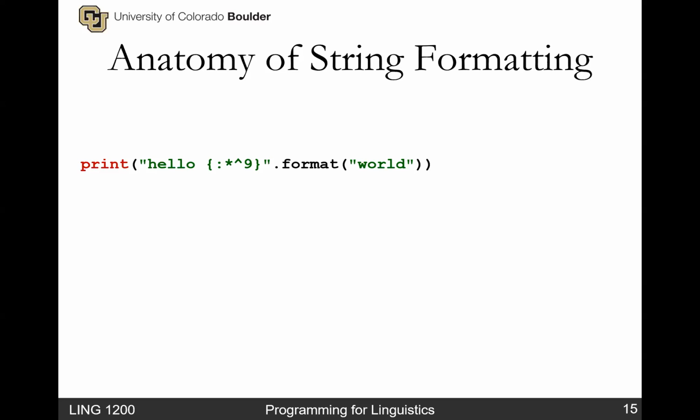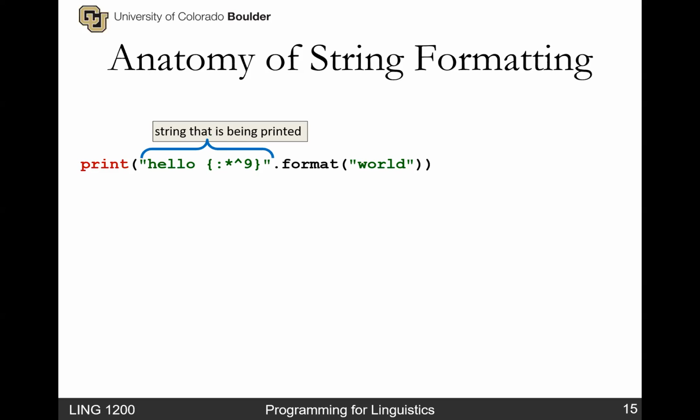So here's our basic anatomy of string formatting that I'm going to show you. We're going to use print statements here. Let me get my little spotlight so you can see this better. We have a string, and we have a method .format, and that method has an argument, which in this case is a string literal with the word world. And notice that in here we have some curly brackets with some notation in it. So this is our basic anatomy of string formatting.